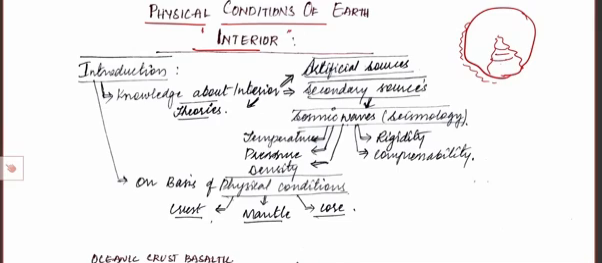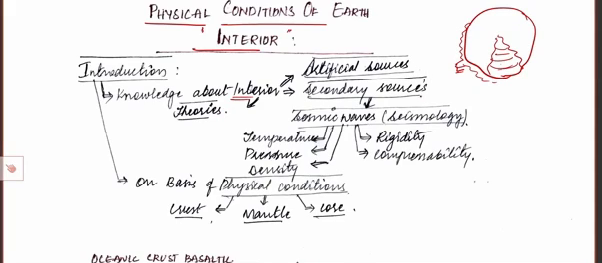What is inside it? We don't know that. So different scientists have interpreted different kinds of theories, and they have come up with different results. And today we'll discuss those things. So first is knowledge about the interior. From where do we get the knowledge about the interior of the Earth?